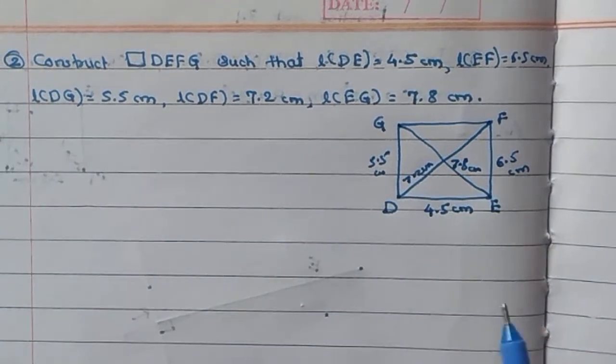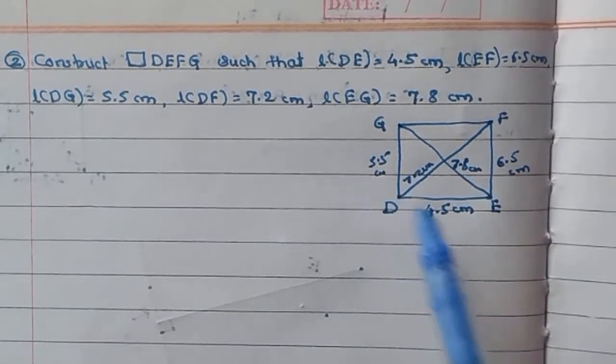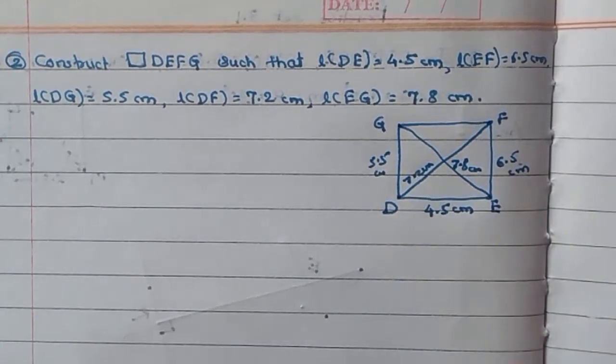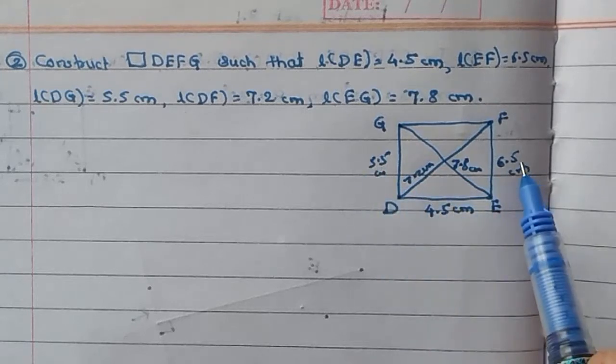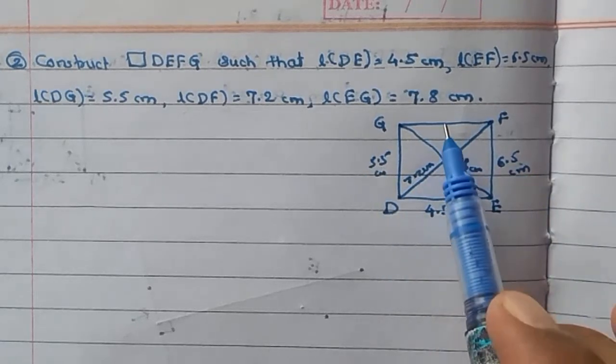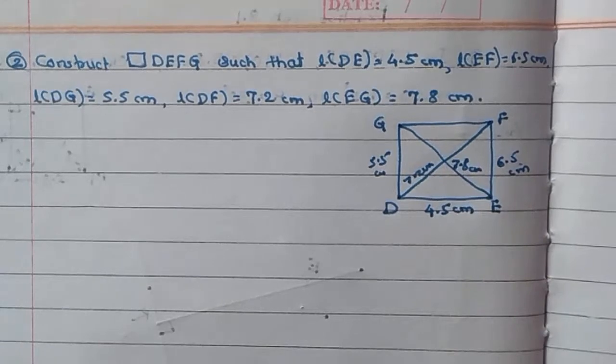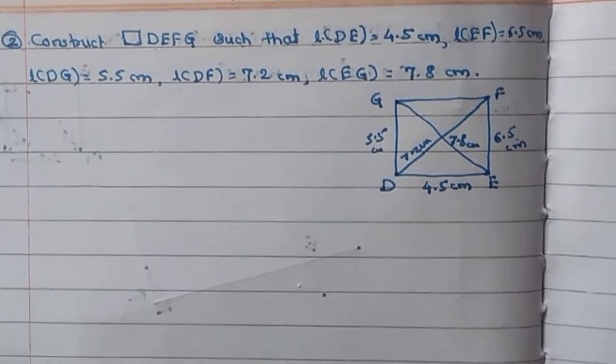Here how many elements are given? 1, 2, 3, 4, 5. 5 elements are given. In that 3 sides and 2 diagonals are given. Length of this side is not given, but it comes naturally. How it comes? Now let us start the construction.